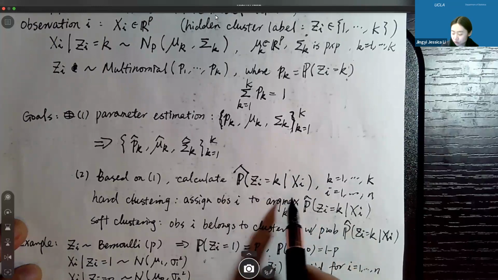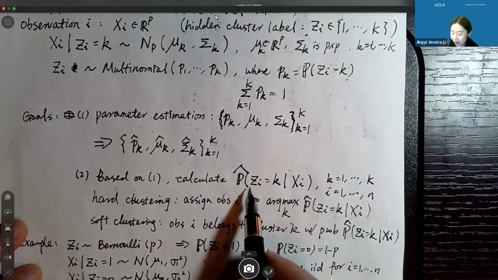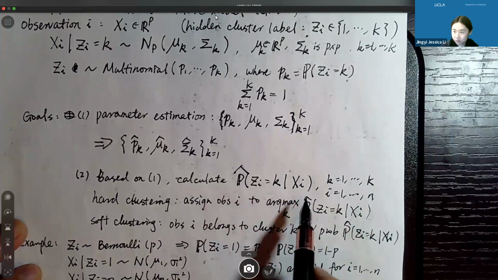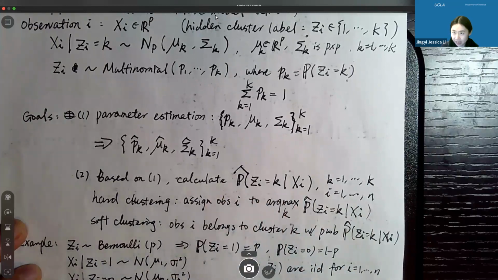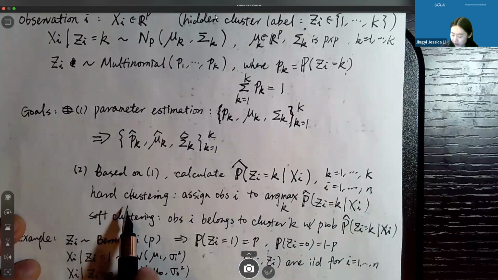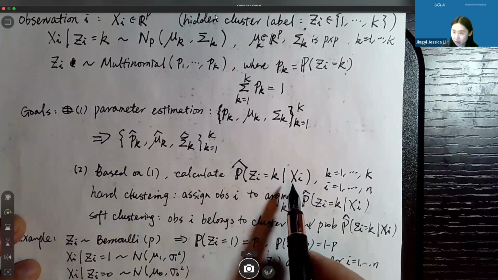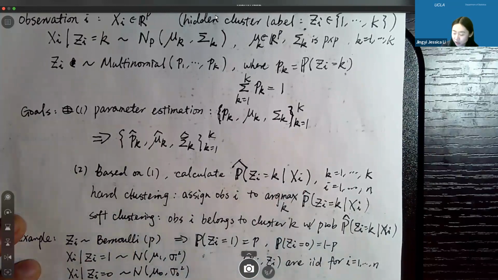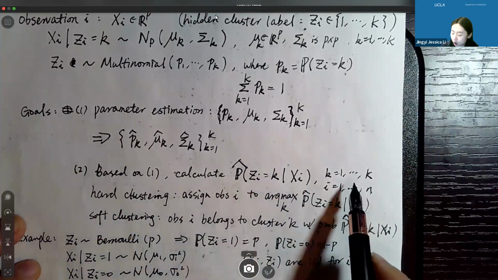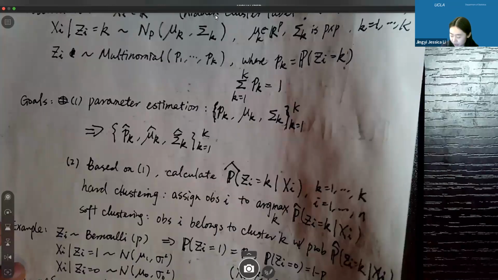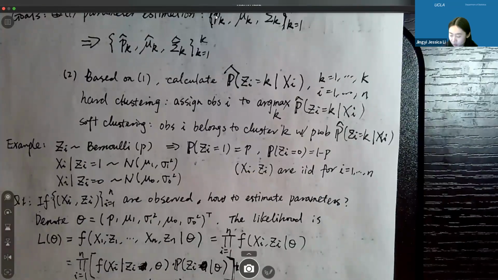So with these values, for each i, let's say we have this probability for k going from 1 to big K, then we can assign observation i to one of the k clusters. One way is that we do hard clustering. We assign i to the cluster that maximizes this probability. Or we can do soft clustering. That means we allow observation i to belong to all the k clusters with different probabilities. So this offers a very good framework. But the problem we're facing here is a technical challenge. How do we estimate parameters of this model?